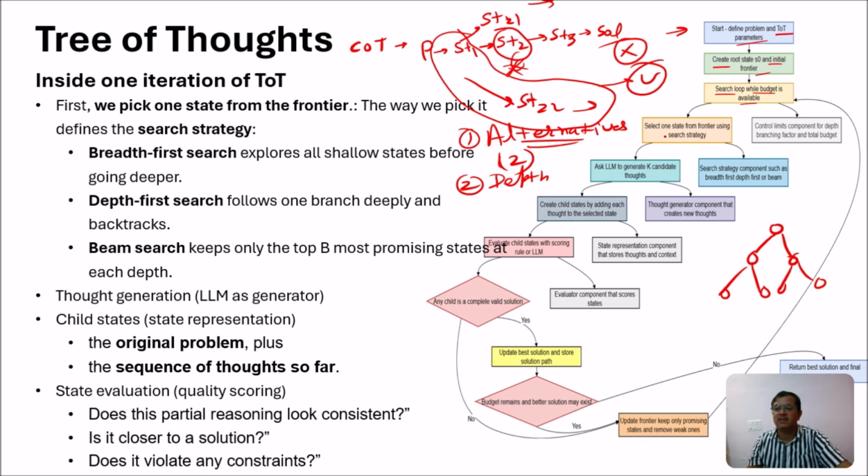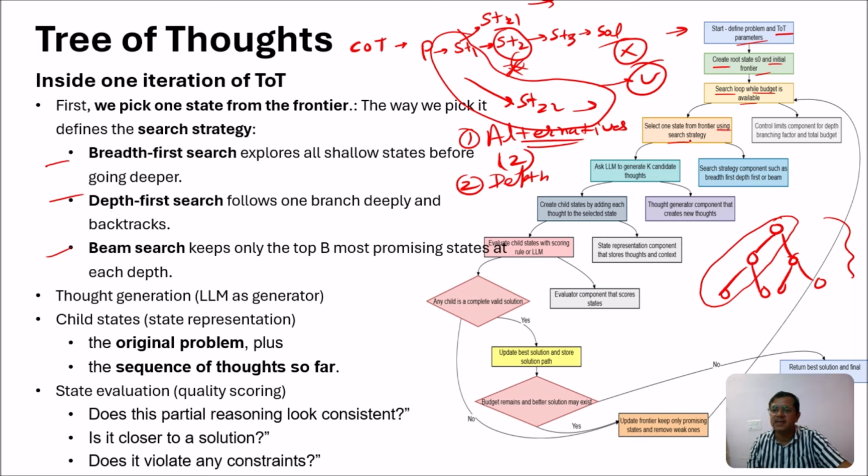So first of all, select one state from the frontier. So this is our frontier. So select one state by using the search strategy. There are three types of search strategy we generally use: breadth first, depth first, and beam search. So you can use any one. Suppose with this strategy we selected this path.